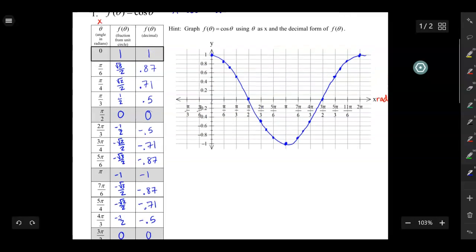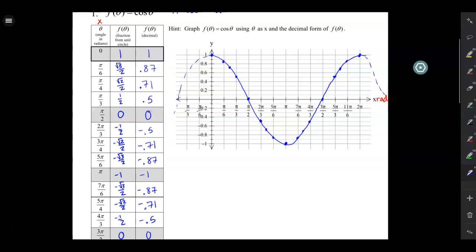So this is the parent function. This is just one complete cycle. See how we got back to the point that we started with? If you were to keep graphing further to the left and the right, it would just keep repeating this shape over and over again. So with dotted lines, I'm going to graph what this would keep looking like if you were to continue it.